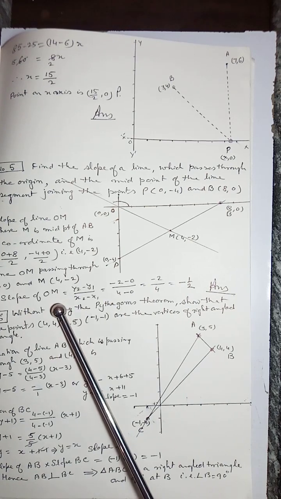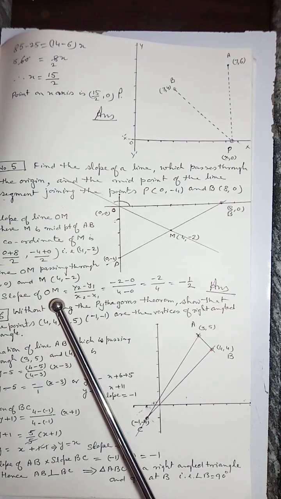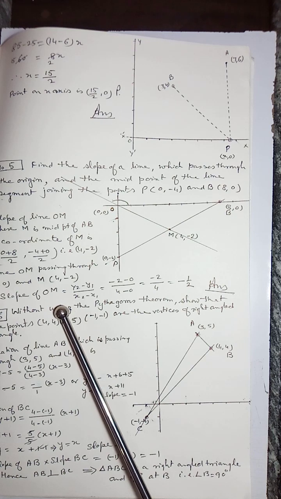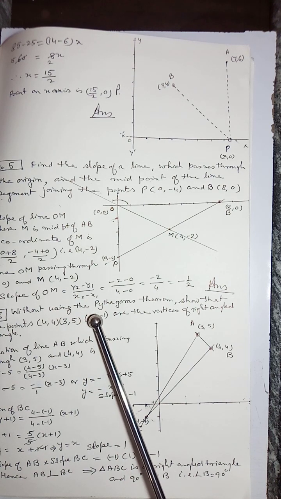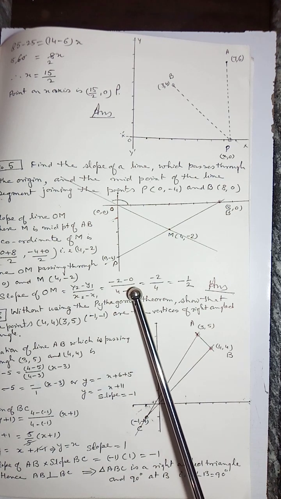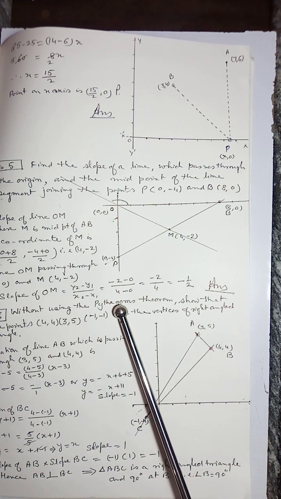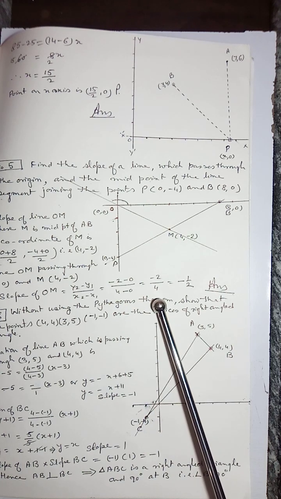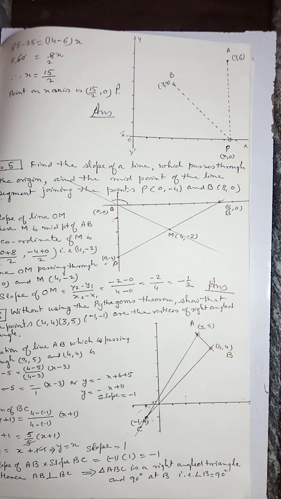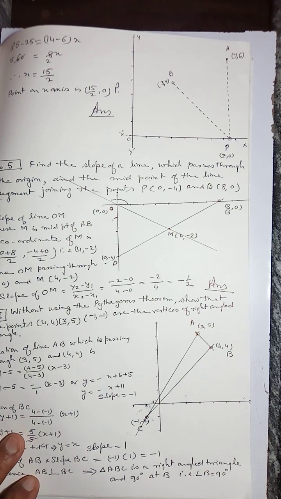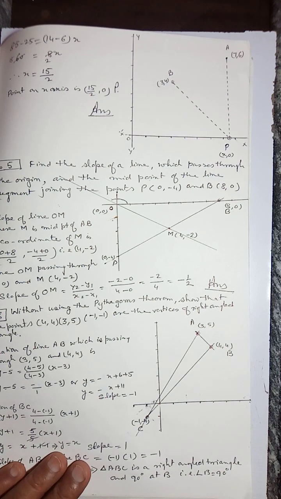The slope of OM will be equal to (y2 minus y1) by (x2 minus x1). That will be equal to (minus 2 minus 0) by (4 minus 0), that is minus 2 by 4. It will be equal to minus 1 by 2. The slope of the line OM will be equal to minus 1 by 2. Now come to question number 6.